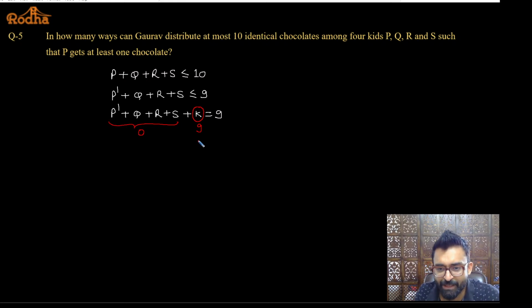Now if I put 7 chocolates here, I am going to distribute 2 chocolates. Yes or no? If I put 5 chocolates here, I am going to distribute 4 more. I have already distributed 1. And if I put 0 chocolates in the box, that means I am being liberal. I am distributing all the remaining 9 chocolates among the kids.